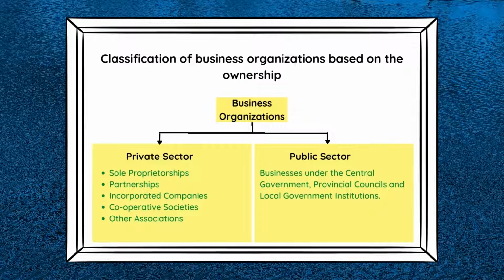Businesses registered and owned under provincial councils and local government institutions are the different types of business organizations in the public sector. These business organizations are funded by the government, but in private sector businesses, the owners or individuals should invest in the business. Examples of public sector business organizations are state departments, state corporations, state companies.